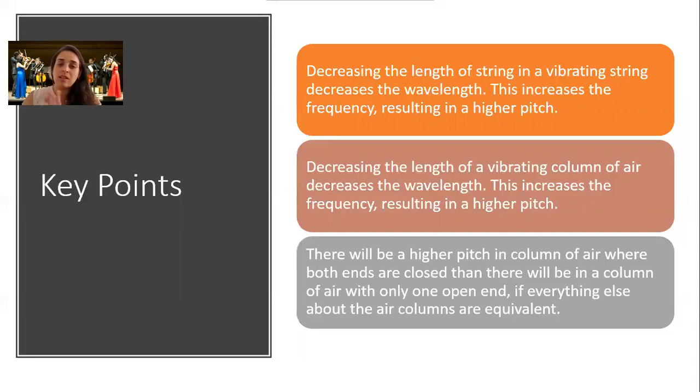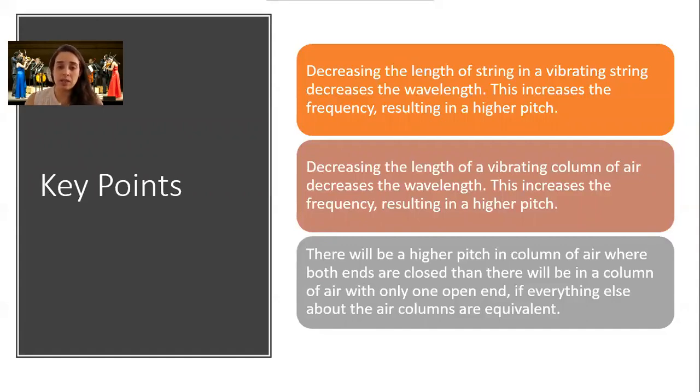The next one is decreasing the length of a vibrating column of air decreases the wavelength. This increases the frequency, resulting in a higher pitch. So this relates to the difference between the piccolo and the flute that we heard in the beginning of the class. A piccolo is a much smaller instrument than the flute is, even though they have basically the same anatomy, they have the same kind of keys. Just because the piccolo is a lot shorter, the wavelength is smaller, so it'll have a higher frequency, resulting in a higher pitch. And we heard that in the video.